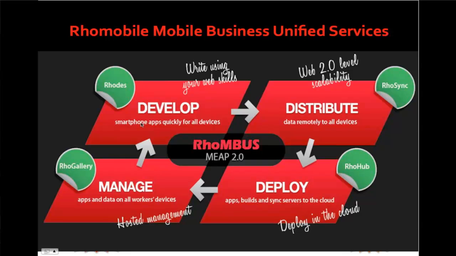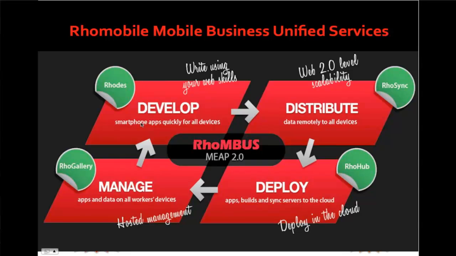In order to deploy your apps and builds and sync servers to the cloud, we introduced RhoHub some time ago. And of course, the advantage there is the ability to deploy in the cloud, both apps and builds and sync servers. And the final piece that we announced today is RhoGallery, which lets you manage all the apps and data on all your workers and devices. And although we think we have a lot of really nice ease of use capabilities, the big differentiator is the ability to have hosted management.